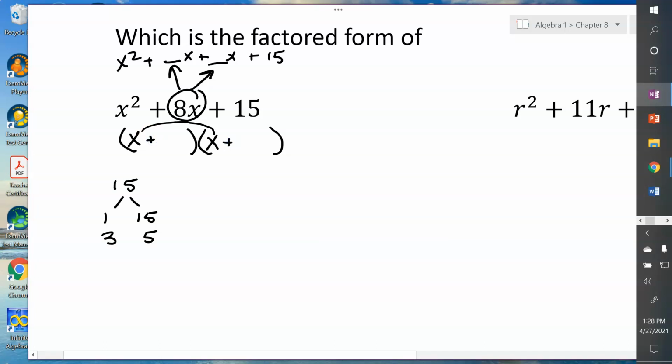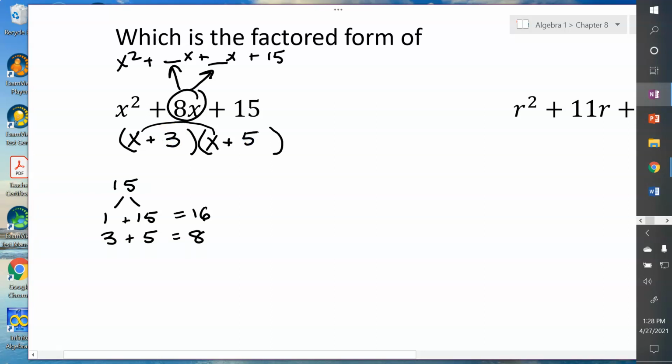So let's go ahead and add positive 1 plus positive 15. That gives me 16. That doesn't work. Positive 3 plus positive 5. That gives me 8. That does work. So my two numbers that I'm looking for are 3 and 5. So I'll put 3 here and 5 in there.